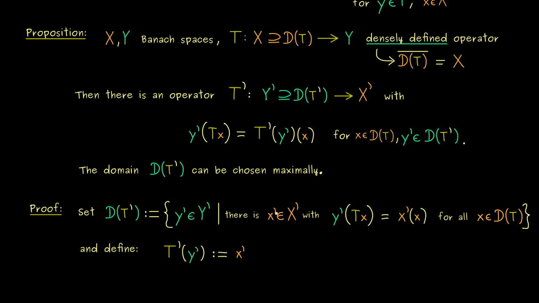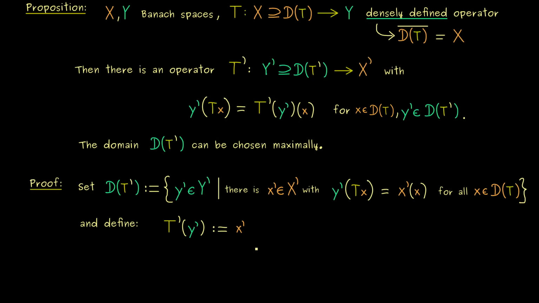The zero functional is included here, so the domain is not empty at all. However, this is all we know at the moment because it could be a very small domain. Now, this is not a problem for us here, but we can see a problem in the definition here. In particular, we don't know if this is well defined. Indeed, it could happen that we find two different functionals x prime here that still fulfill this equation on the domain of T. Therefore, I would say let's check that.